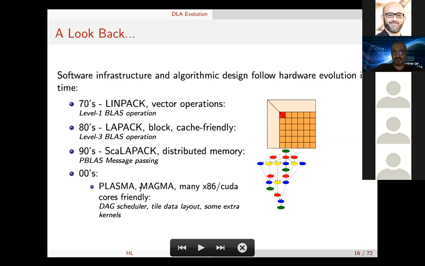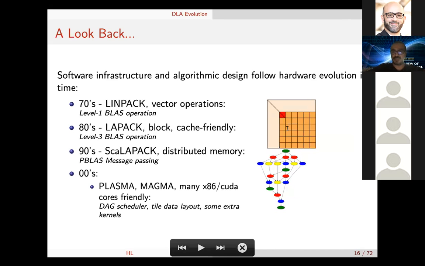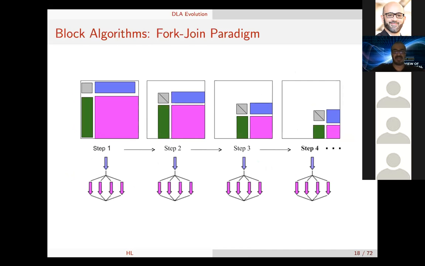So what PLASMA and MAGMA and even the newer library called SLATE are doing is trying to split that big matrix that we've seen in LAPACK into two-dimensional blocks. And for each of those blocks, an operation will work on the data that is delimited by this tile. What happens is you end up having a DAG, a directed acyclic graph, where the nodes correspond to tasks, okay? And the edges are data dependencies. All right, so those are quick facts on LAPACK and ScaLAPACK.